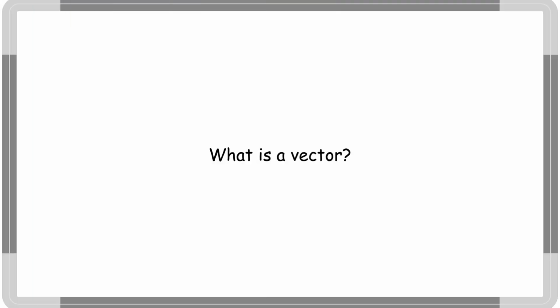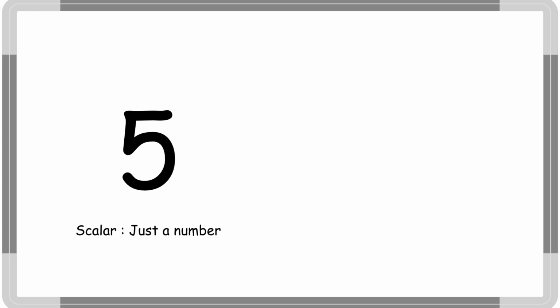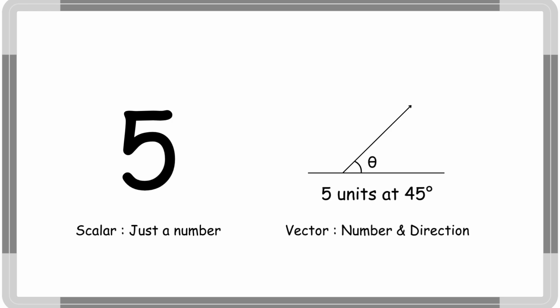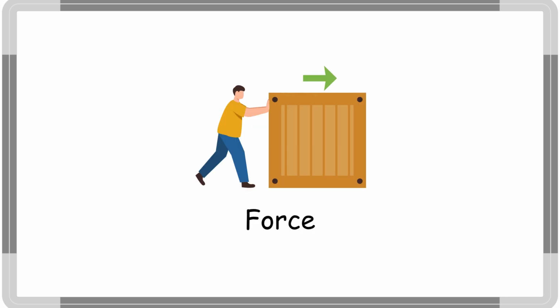First off, what is a vector? A vector is a quantity that has both magnitude and direction. That means it's not just a number, it also points somewhere. Common examples of vectors include velocity, displacement, acceleration, and force.